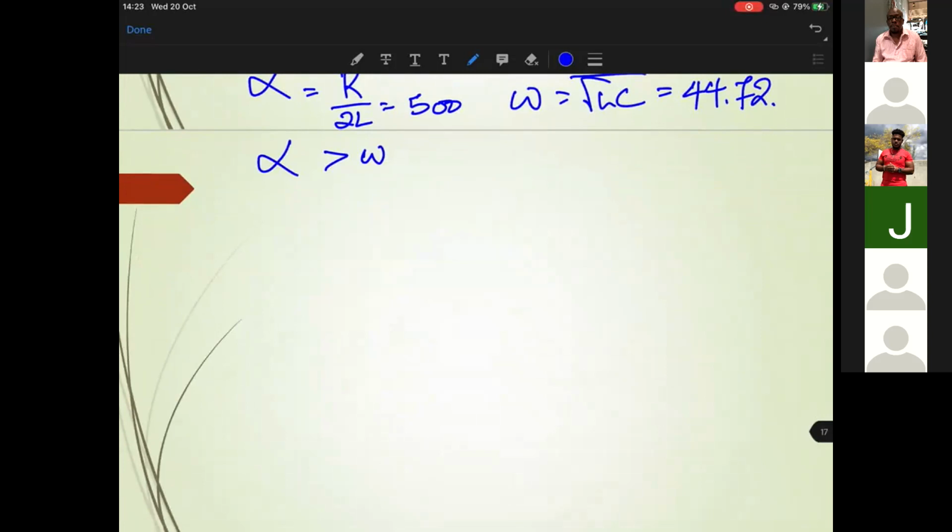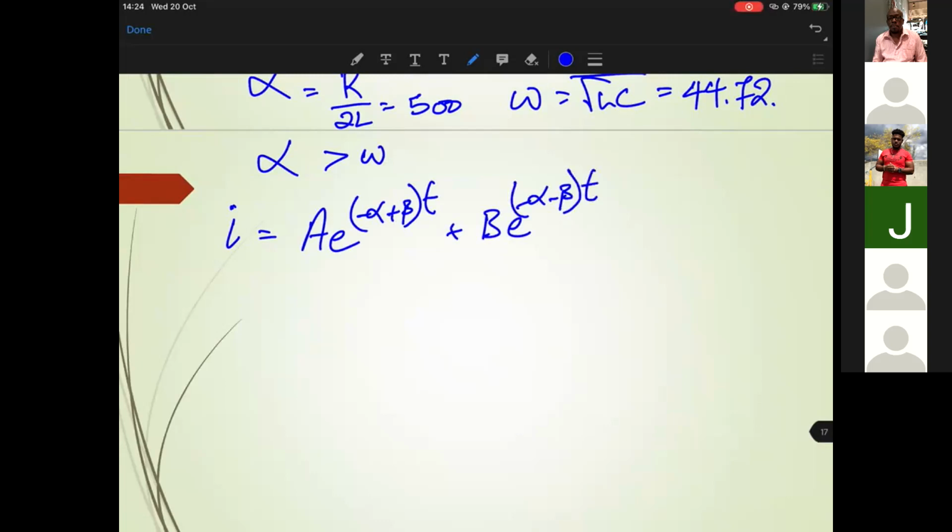So the current then, what's the form for the current? It would be A E to the minus alpha plus beta T, plus B E to the minus alpha minus beta T. Ms. Brown, thank you, Mr. Brown. Ms. Brown, back to you. What is beta equal to?